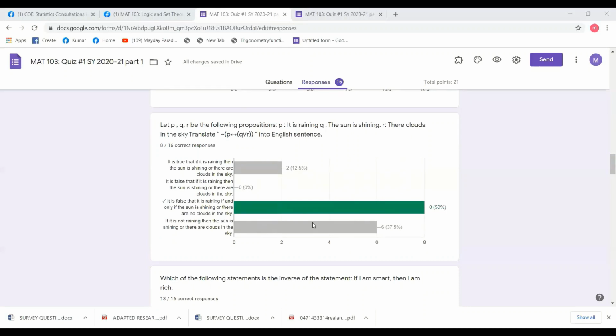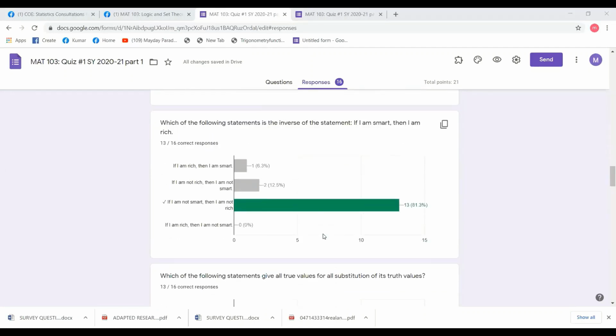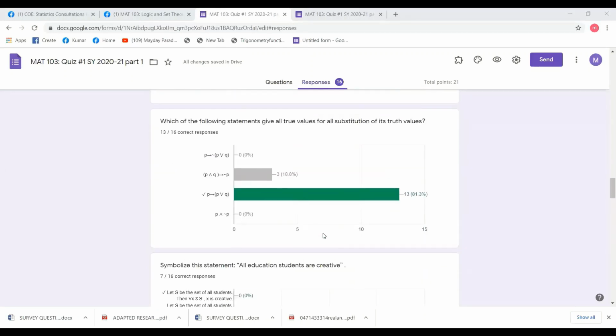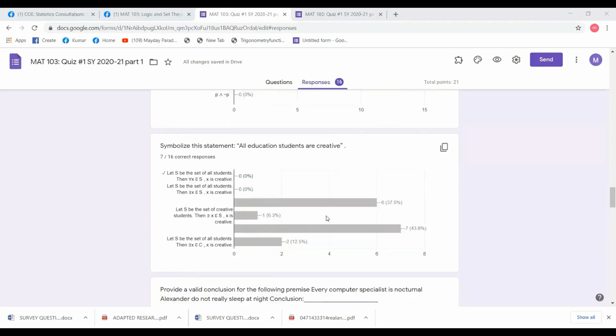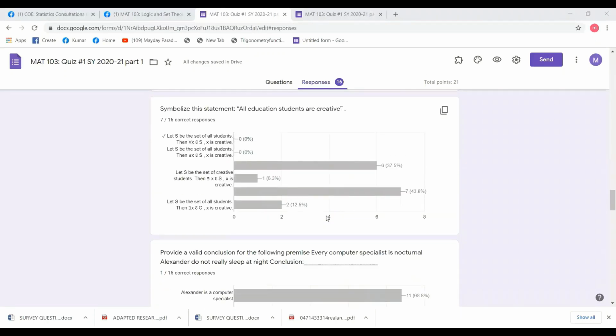It's false that it is raining if and only if the sun is shining or there are no clouds in the sky. Okay, I will skip that one because the majority of you got it correct. Let's try this one.